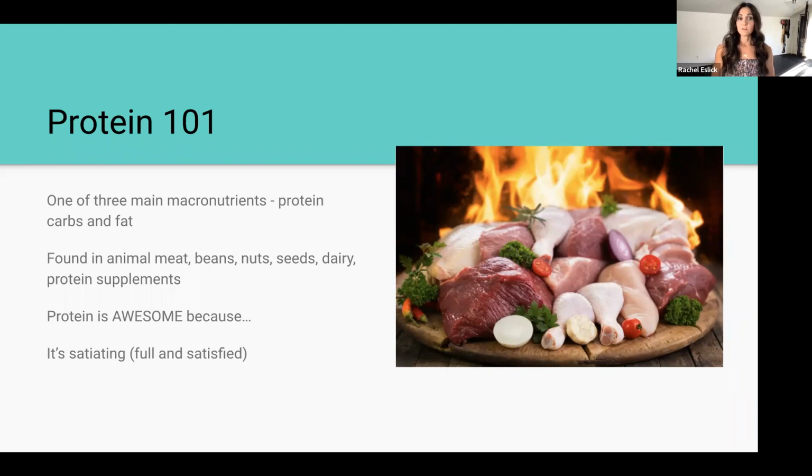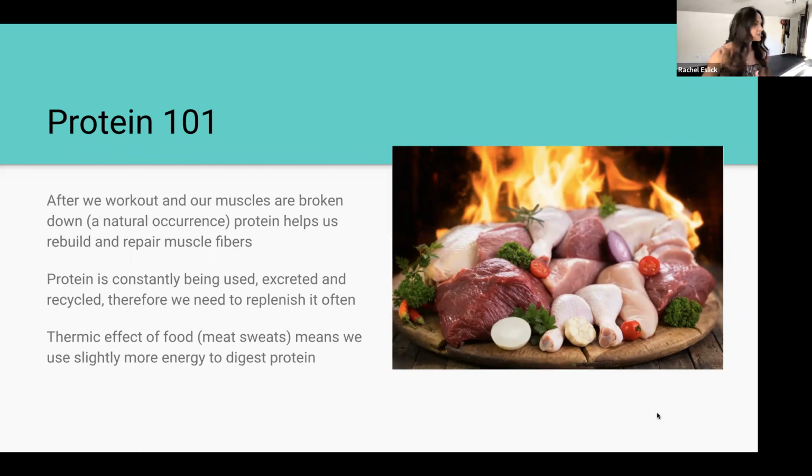It is found in animal meat, beans, nuts, seeds, dairy, protein supplements. I love protein because it helps us feel full and satiated. So when we eat protein, we're not like, where's the next thing? Where's the next thing? Where's the next thing?